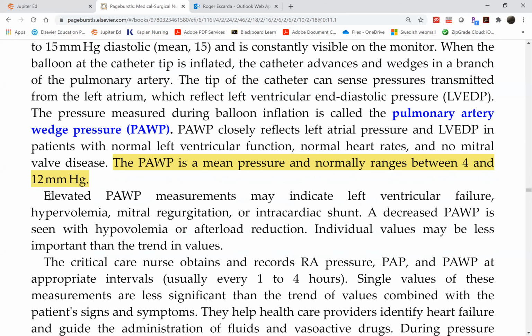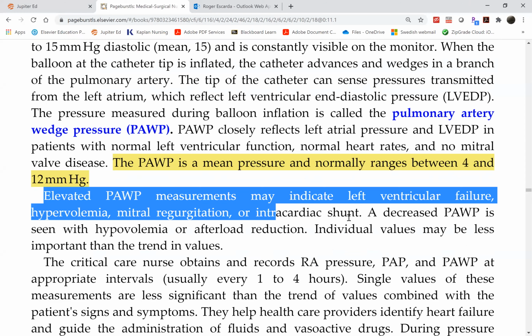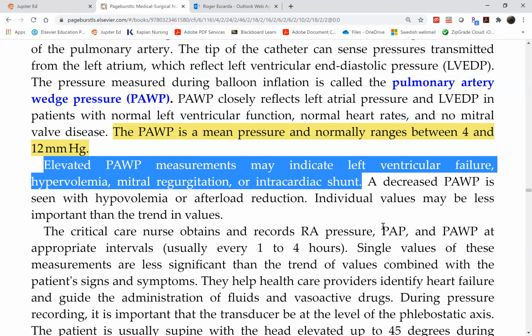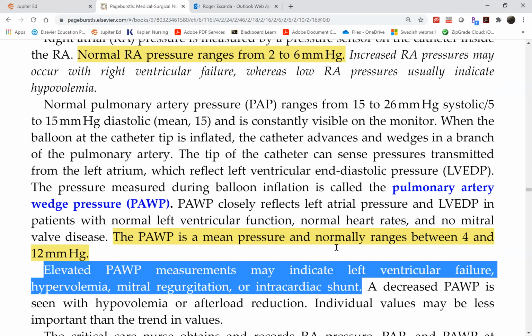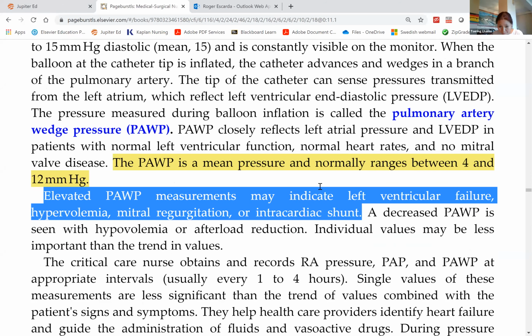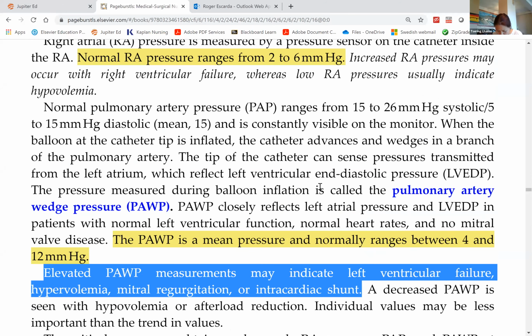What does it say here on the next paragraph? Measurement may indicate level or elevated. Okay, so more than 12. All right, is that clear? Any question on right atrial pressure and pulmonary artery wedge pressure? Yes, clear. Go ahead. Did you say yes? Is there a question or no?